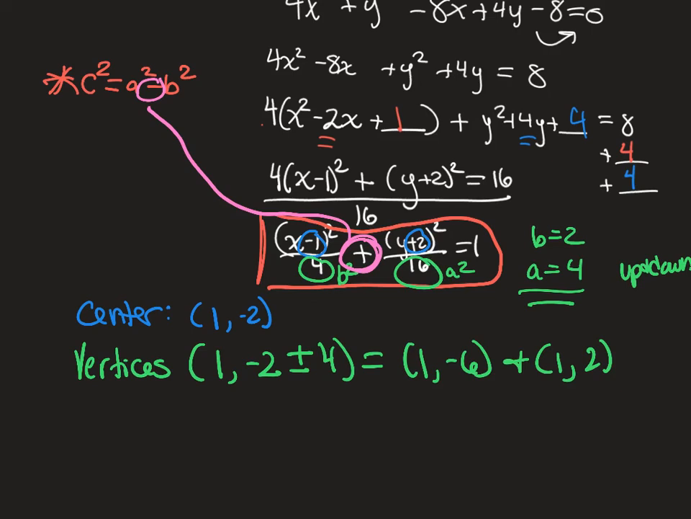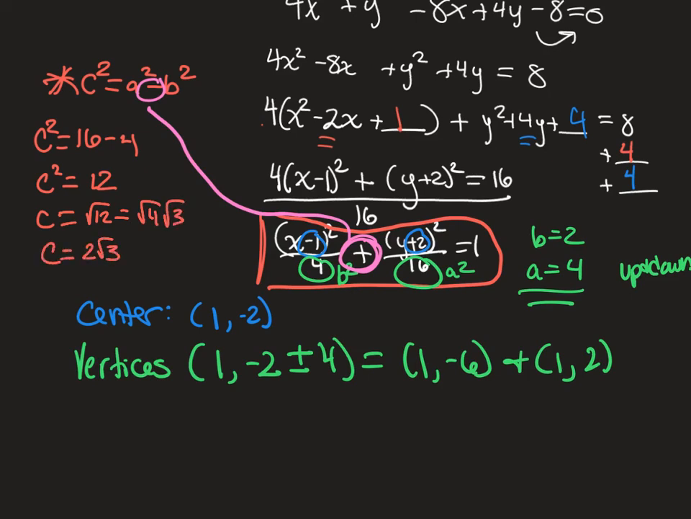But I'm going to use this formula, and I'm going to say c squared equals a squared, which is 16, minus my b squared, which was 4. So c squared equals 12. So c equals the square root of 12, which is going to be the square root of 4 times the square root of 3. So c equals 2 root 3.